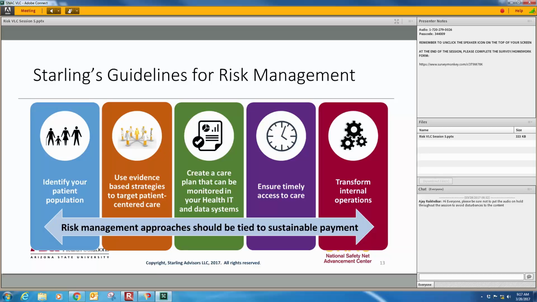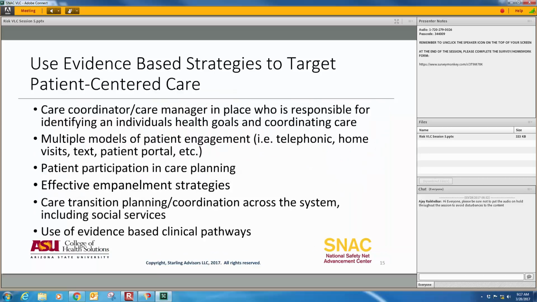Sorry, I went backward. All right, so, using evidence-based strategies to target patient-centered care. Now, there are so many great strategies, and I think one of the things that the safety net has been really, really scrappy and nimble about is looking for opportunities to leverage evidence-based and best practices and apply them to their patient populations. So this slide could actually be, we could probably do an entire learning collaborative just on this topic.